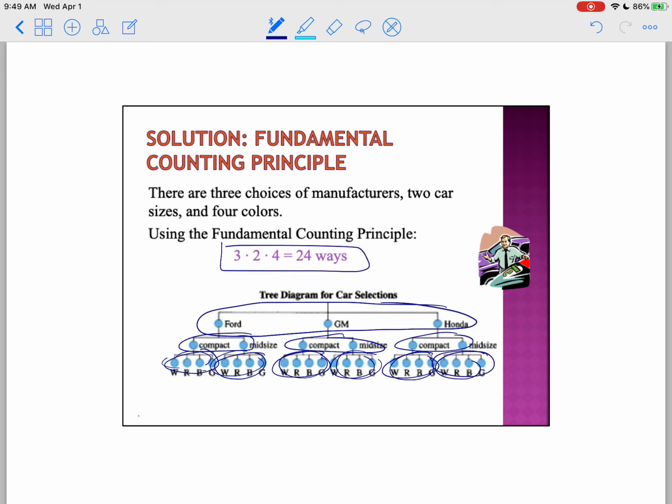Now, clearly it is faster to just multiply the numbers together, but you may be asked to create a tree diagram. I'll make sure it's not 24 different ways, but you may be asked to create a tree diagram, and you should be able to at least read what that is and know how many combinations there are from that tree diagram.